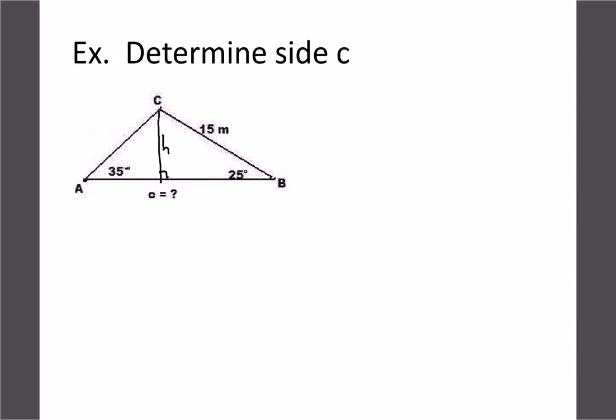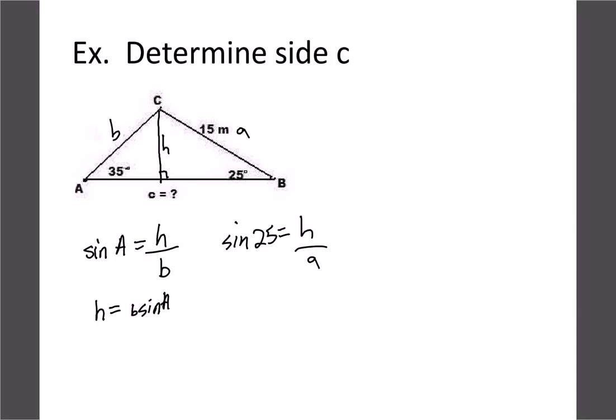The way the formula is derived, it's doing exactly what we just did. So I'm going to redo this question, but I'm just going to use letters. If we look at this one, we know that sine A would be h over side b. And then from the other side, sine B would equal h over side a in this case, so opposite over hypotenuse. If both of these give us h, we could solve h to be b sine A, and this one would be a sine B.